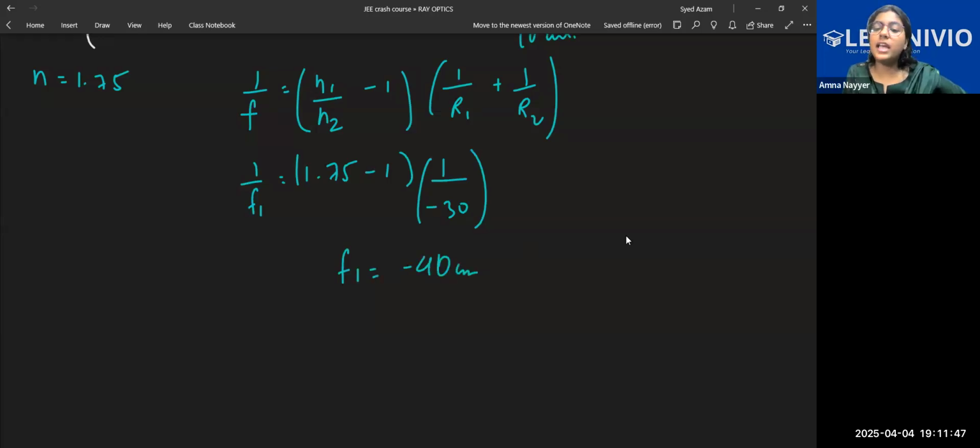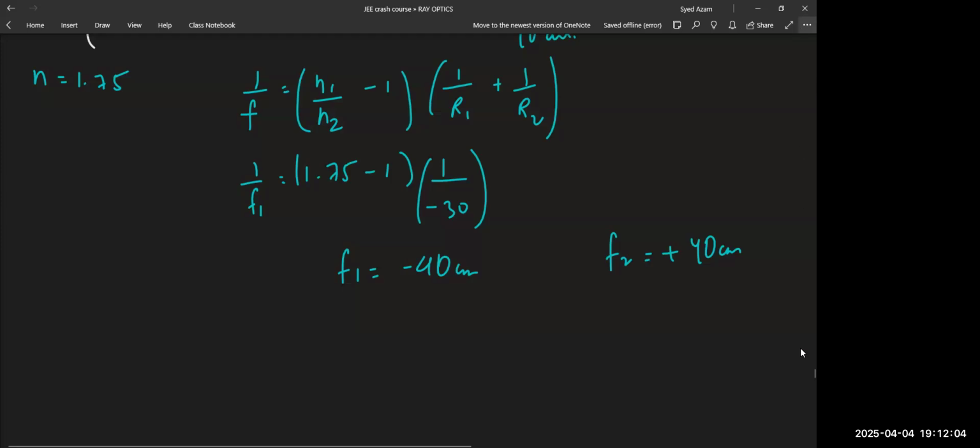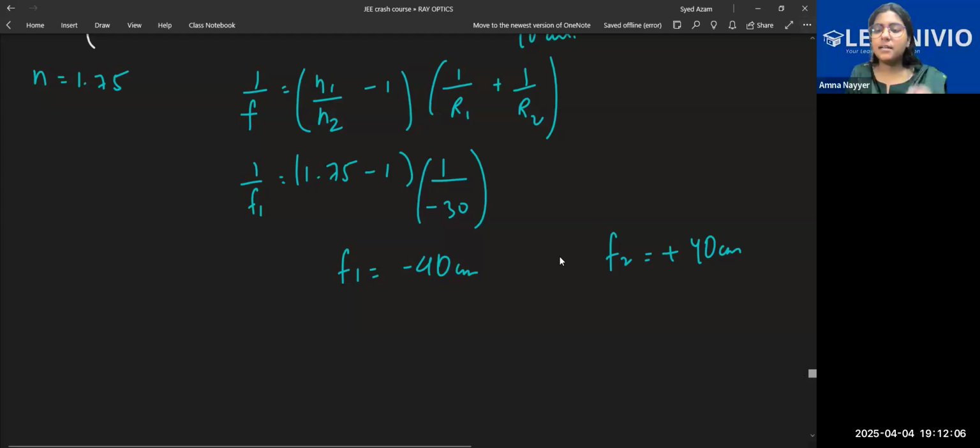Same thing for the convex one, f2 will come out to be plus 40. Same calculation, because one side will again be the plane, but the focal length is positive, so you will get the focus. Tell me, is it clear till here? Focus part you've understood? Yes, ma'am. Okay, now let's come one by one.